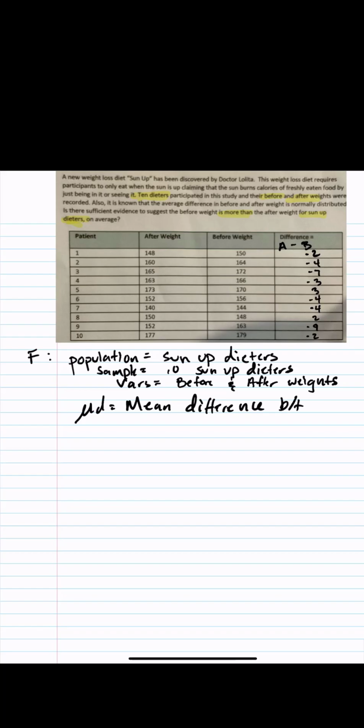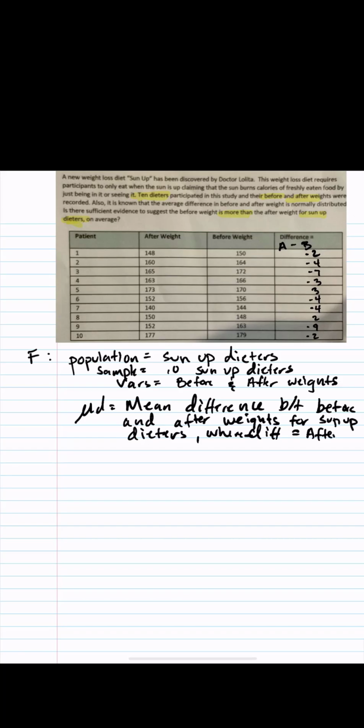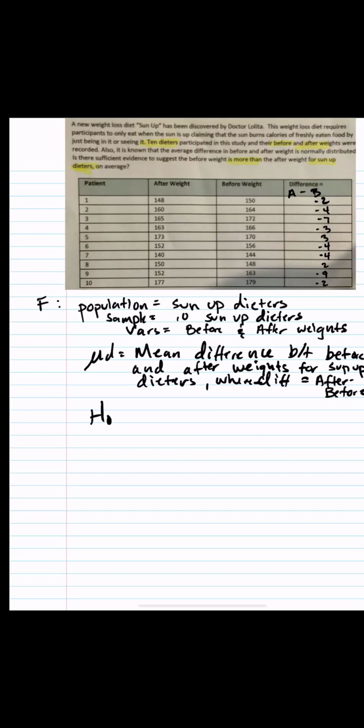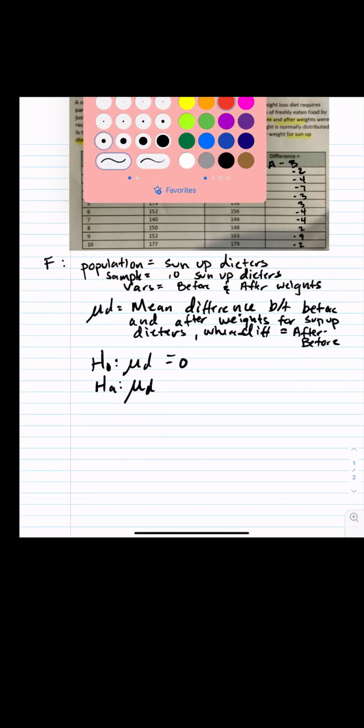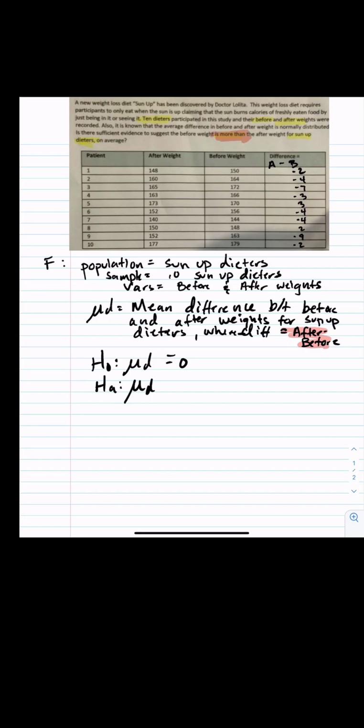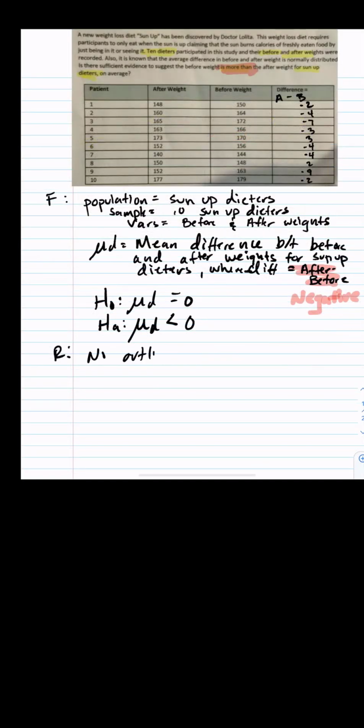So in this problem, we're looking to see if there is actual evidence of weight loss for sun-up dieters. So that's our population. And then our parameter is going to be the mean difference between before and after weights for sun-up dieters. But for this particular problem, the subtraction is after minus before, which means if we're showing weight loss, we would expect that the after weight is going to be smaller than the before weight, which means given the direction of subtraction, I would expect this to be a negative difference. So when we do this, then my alternative is going to be mu sub d is less than 0.